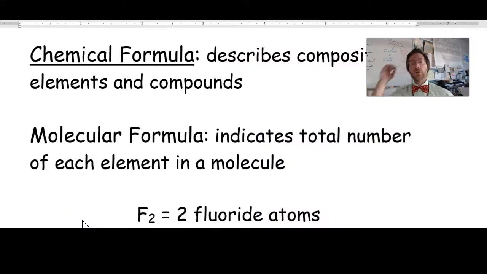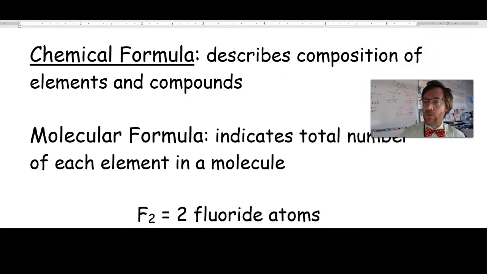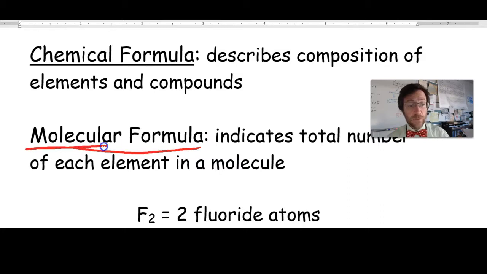The first thing that we're going to look at today is, well, what is a chemical formula? And there's actually more than one kind of chemical formula. There's actually several. But what we are going to look at is this guy right here. It basically describes the composition of elements and compounds. It tells us what's in a compound. That's the main job of a chemical formula. It tells us what's in there. Now, there's actually several kinds. The first kind that we're going to look at is the molecular formula.